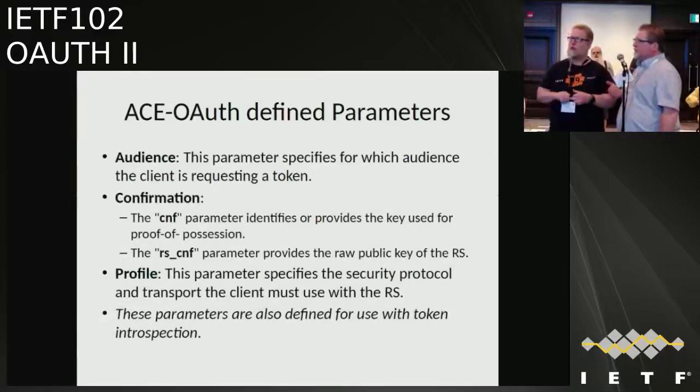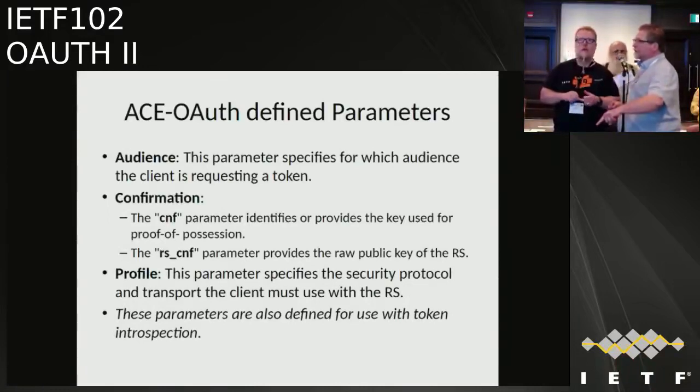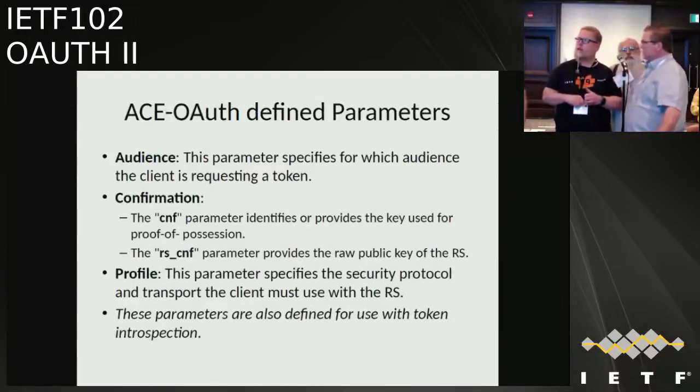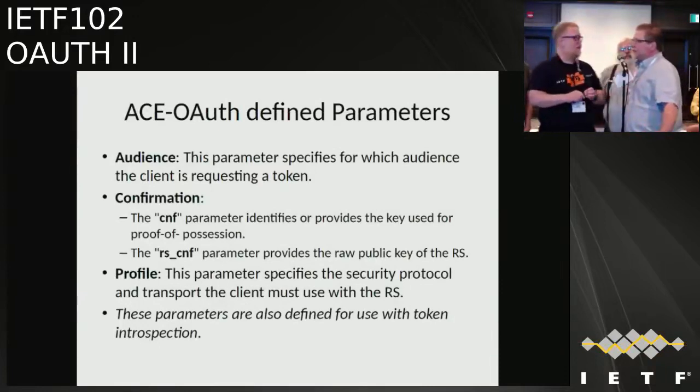That's the problem, because some of the requests are going to be put in JOTs, and those claim names are already used in those JOTs. So don't call it CNF in your request. Don't call it AUD in your request. You could call it requested confirmation. You could call it requested audience. There would be no problem. Just don't use exactly the same string. Otherwise, you'll blow up signed requests.